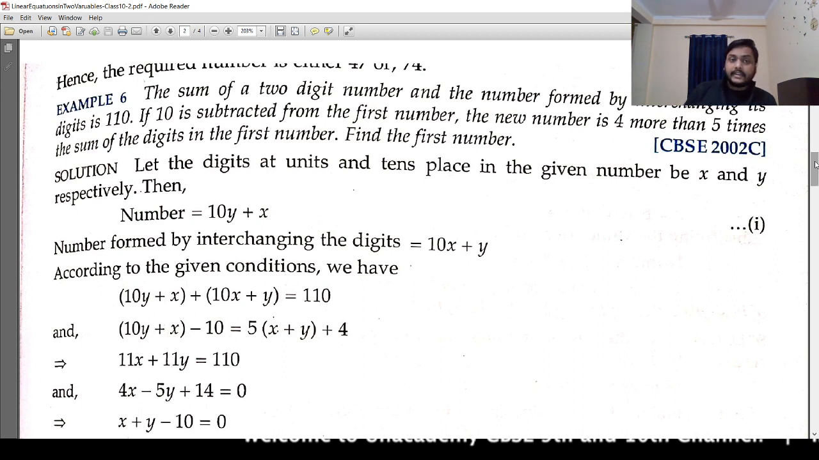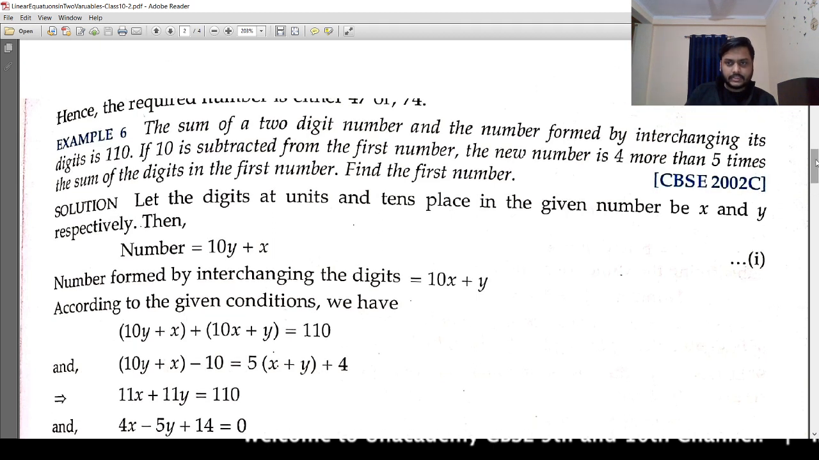Now if 10 is subtracted from the first number, then the new number is 4 more than 5 times the sum of the digits in the first number, and we need to find out the first number. So basically, the question is very simple.